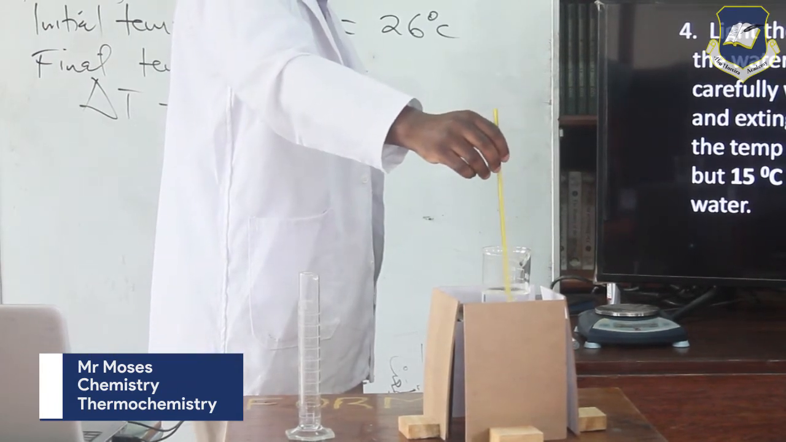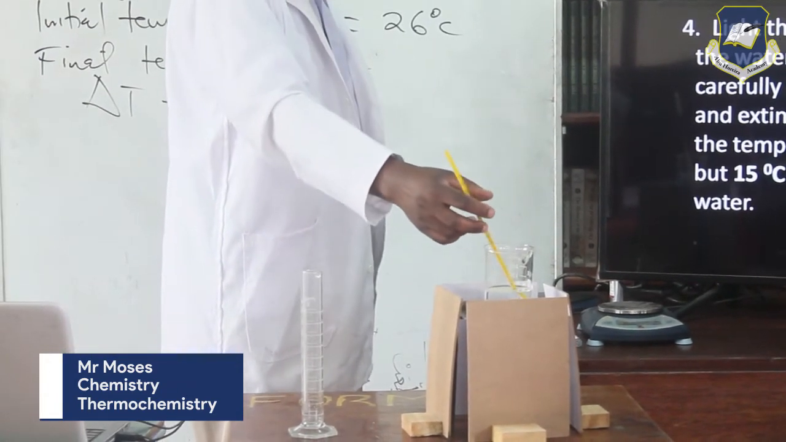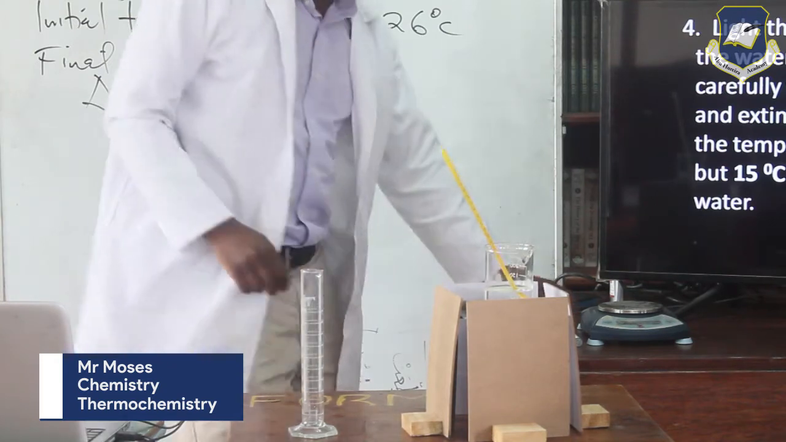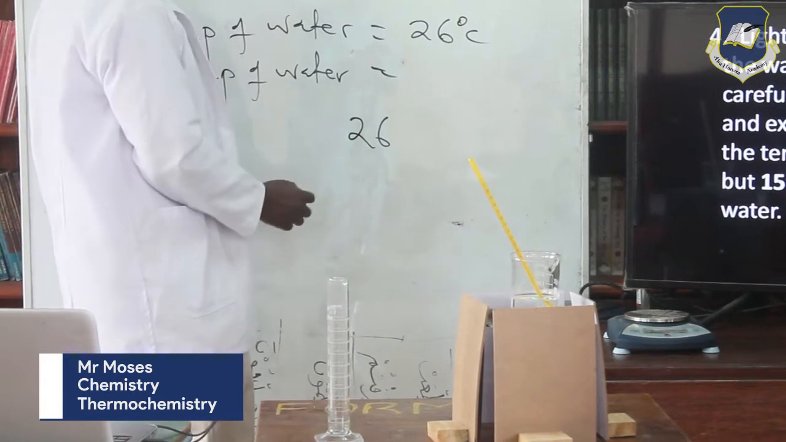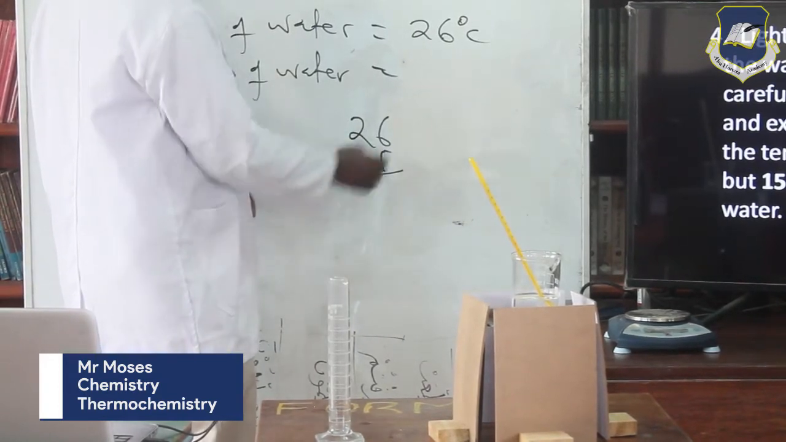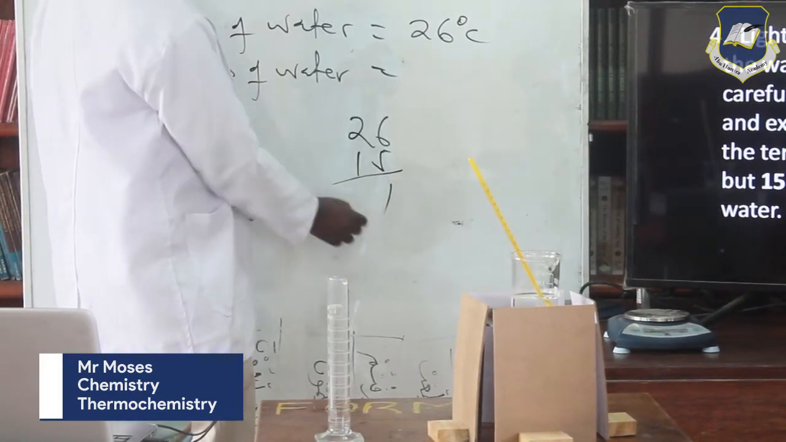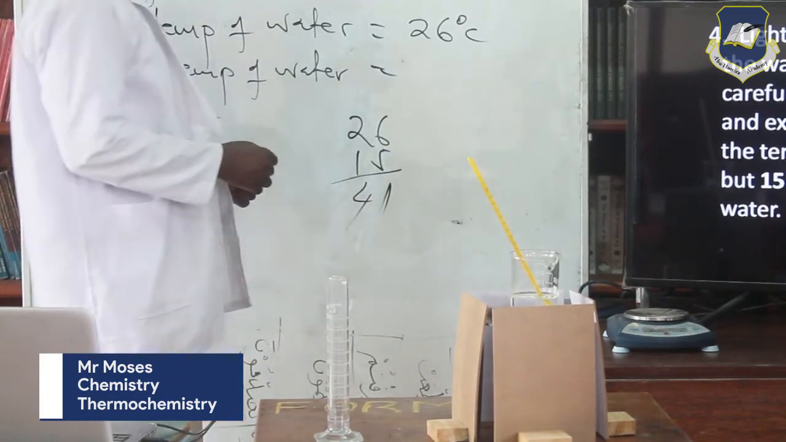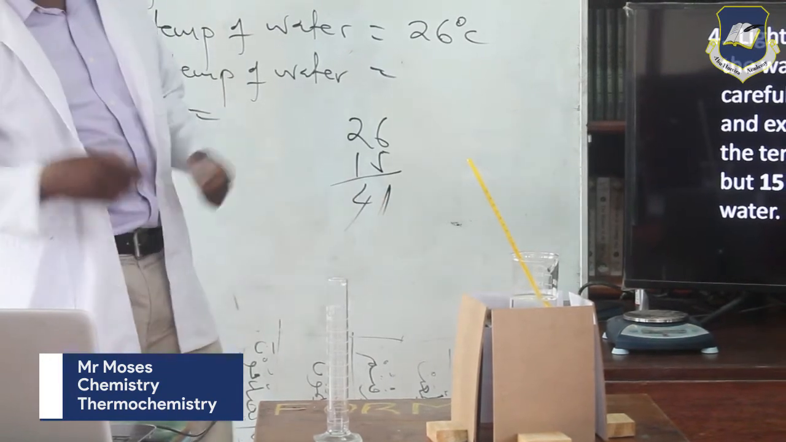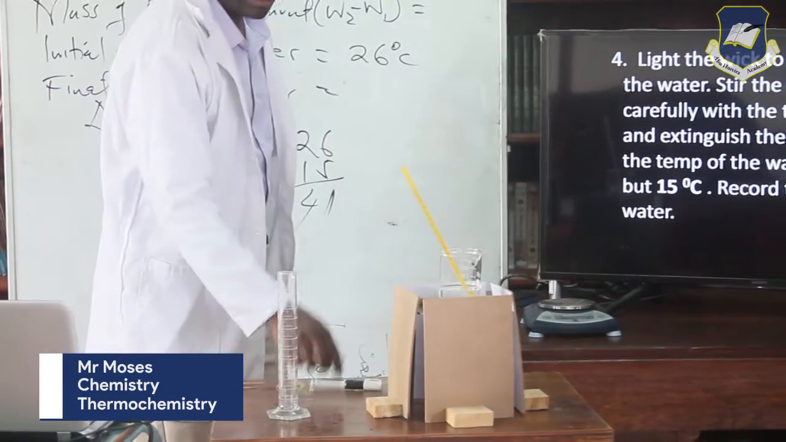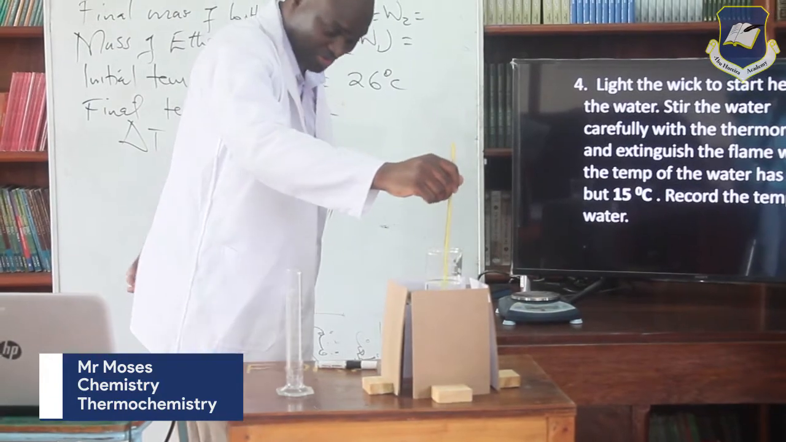So, let's see. The temperature is supposed to rise by 15 degrees. So if our original is 26, then if you add around 15, we'll have around 41. So we'll require the temperature to be around 41 degrees Celsius, then we stop heating. That's what we are going to do.